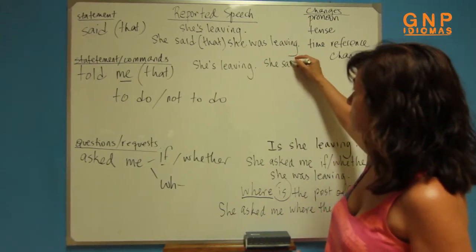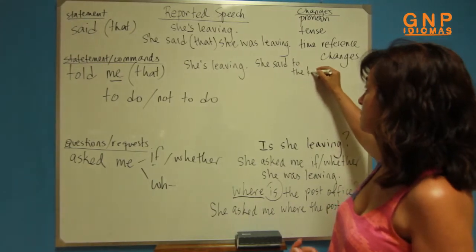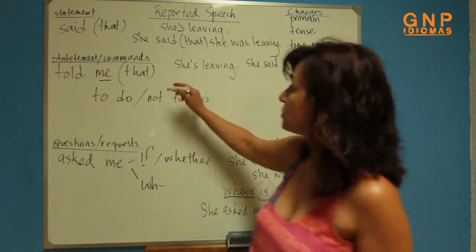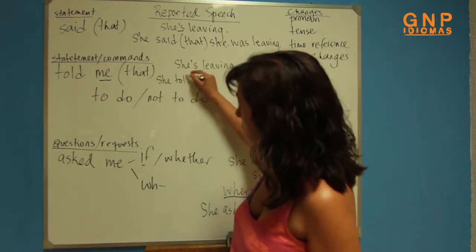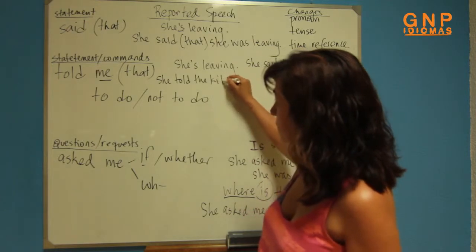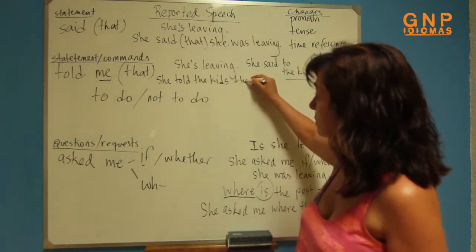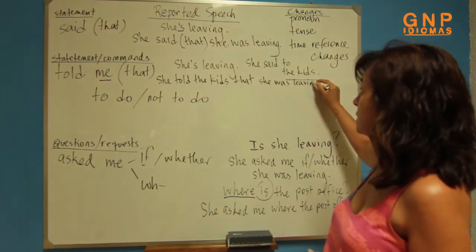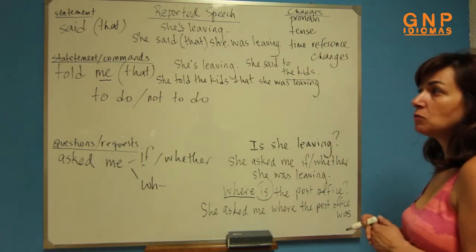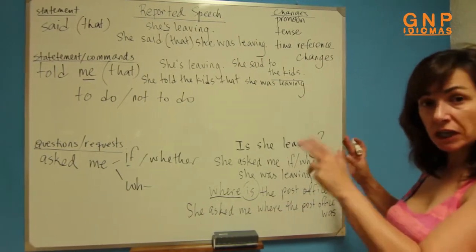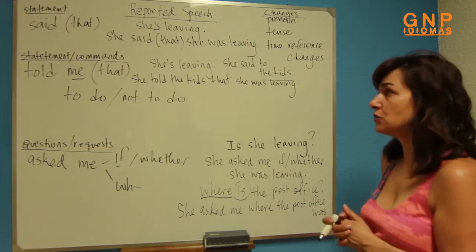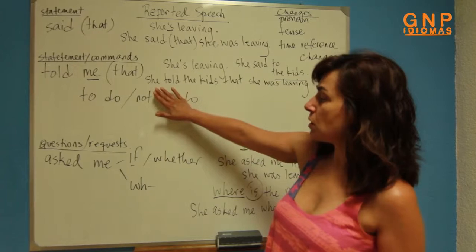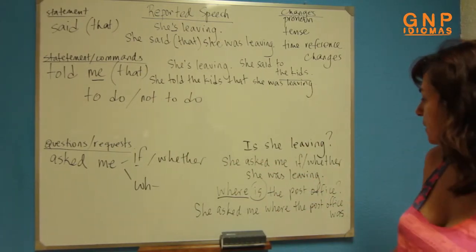And I've got, she said to the kids, okay? So that's the sentence. So the kids would be the object, all right? I'm going to change that into she told the kids. That is optional, but I can put it in. She was leaving, okay? I'm just giving you a basic outline. I'm using the same sentence so you can see the changes and the variations so it's easier to teach, all right? So we've got the statements with objects, and both question forms, okay?